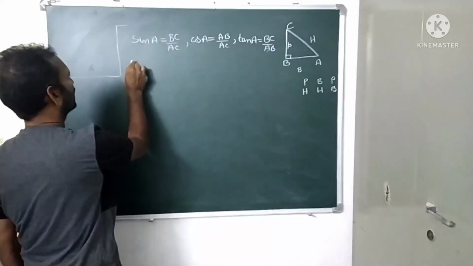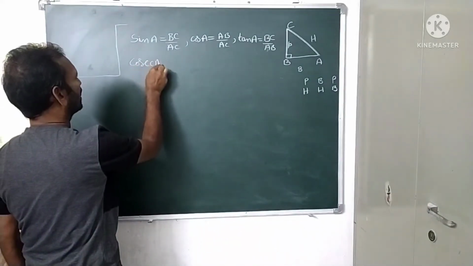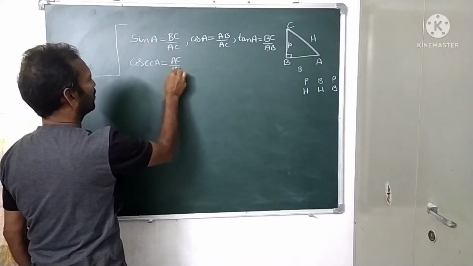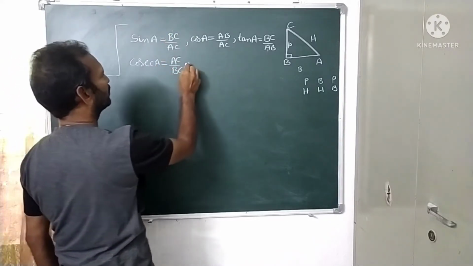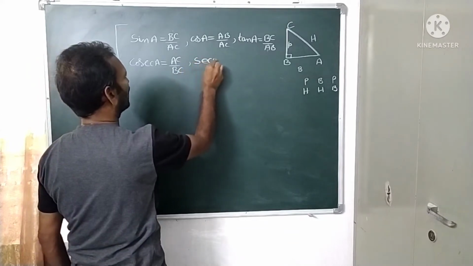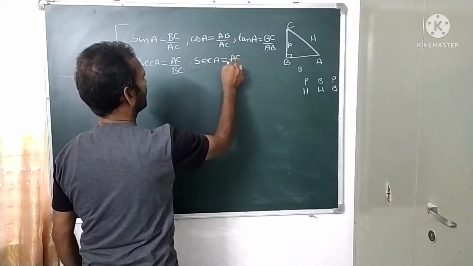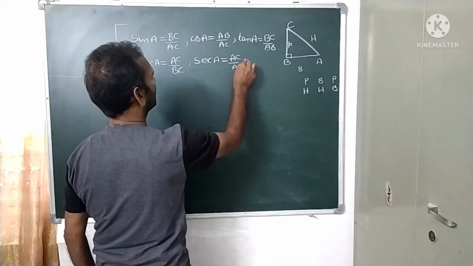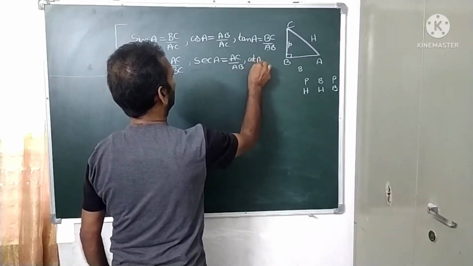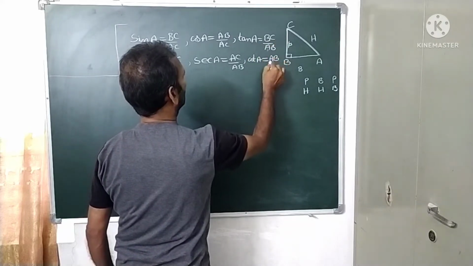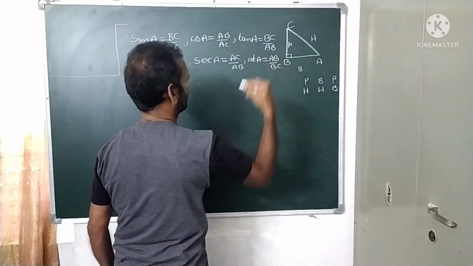Now, cosecant A is the reciprocal of sin, AC by BC. Secant A is the reciprocal of cos, AC by AB. Cot A is the reciprocal of tan, AB by BC.